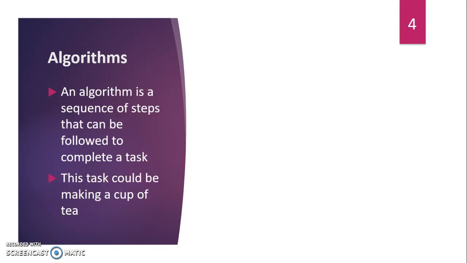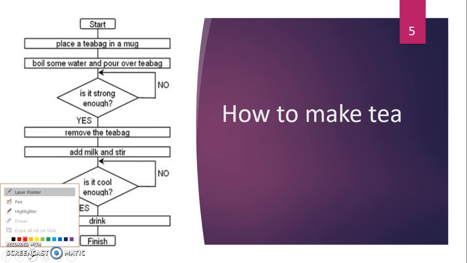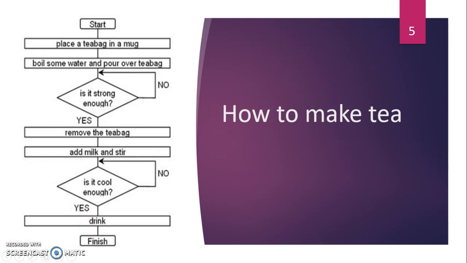In this, we could be looking at making a cup of tea. Here we have a flowchart on how to make the perfect cuppa. Placing a tea bag in a mug, boiling water, pouring it over the tea bag, then we ask, is it strong enough? If it's not strong enough, we ask again, is it strong enough? Until it is strong enough, where we remove the tea bag. We might add the milk and stir it, and then if it's cool enough, if it's not cool enough, and then we drink it. And that is the algorithm for making a cup of tea.